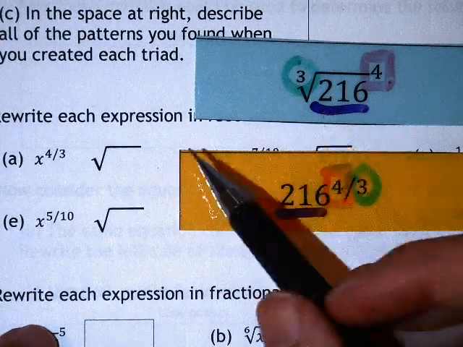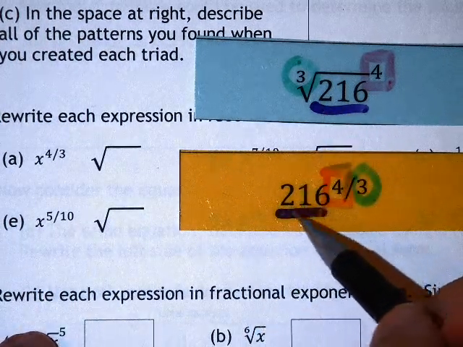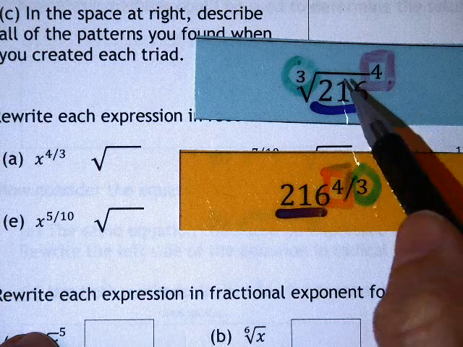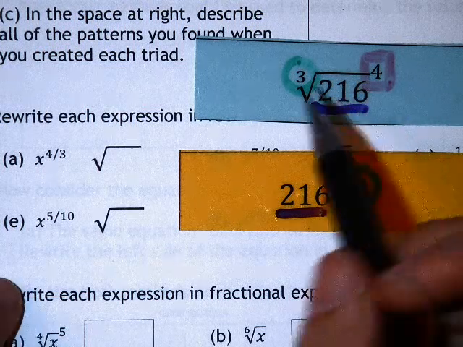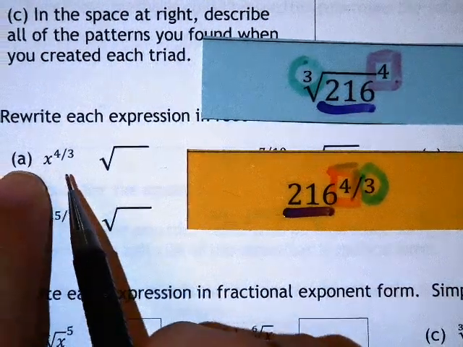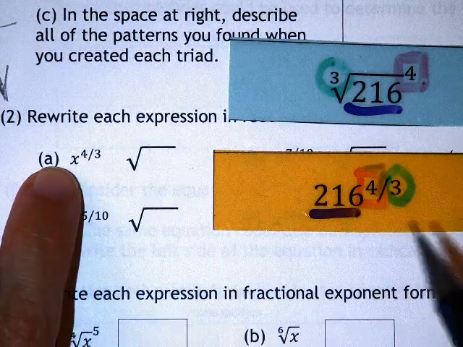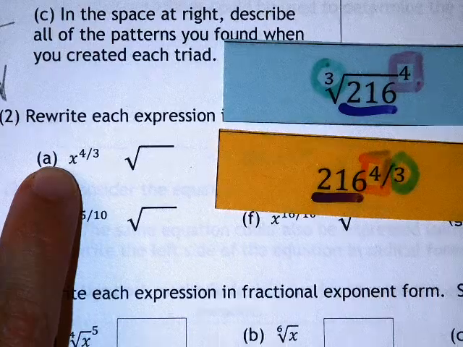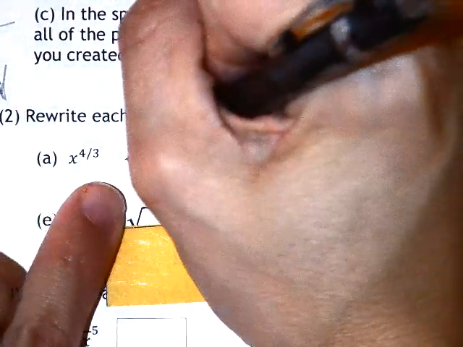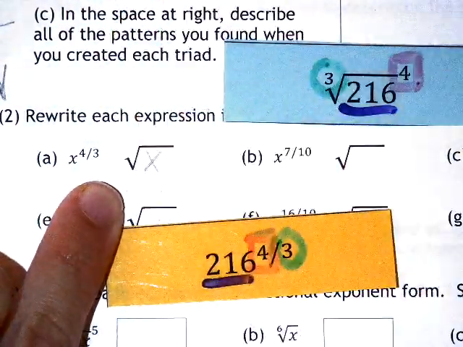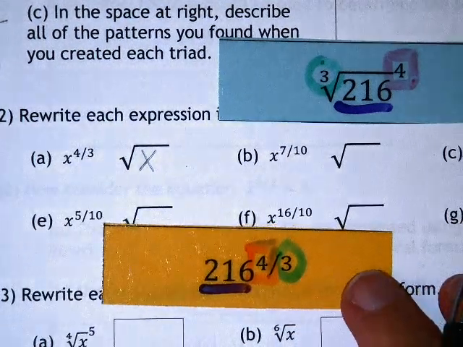The base of the exponent, in this card, the 216, appears to be the number inside of the radical. Well, letter A here doesn't have a number serving as the base of the exponent, but it does have an x, so we have something serving as the base. I can probably conclude then that inside of this radical must be an x.